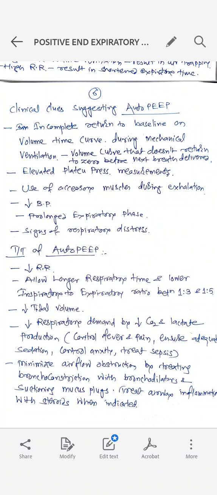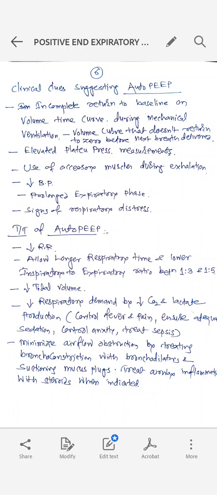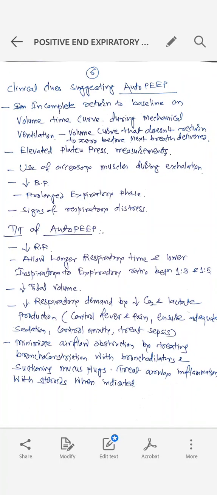What are the clinical clues that suggest auto-PEEP? Incomplete return to baseline on the volume-time curve during mechanical ventilation. That means a volume curve that does not return to zero before the next breath is delivered suggests auto-PEEP. Next, elevated plateau pressure. Third, use of accessory muscles during exhalation. Also, decrease in blood pressure, prolonged expiratory phase, and signs of respiratory distress. Now we will discuss the treatment for auto-PEEP.